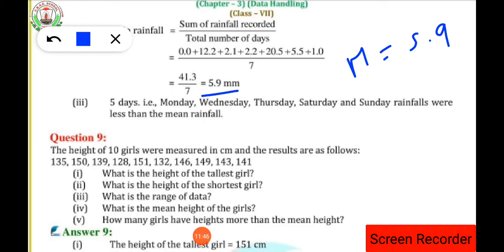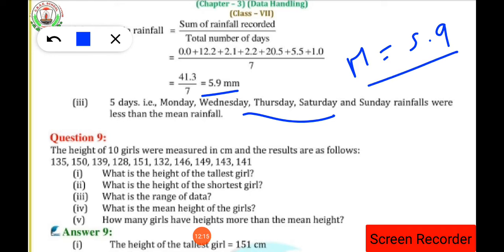Since the question is asking about less than 5.9, on which days was the rainfall less? The 5 days with less rainfall are Monday, Wednesday, Thursday, Saturday and Sunday. Rainfall on these days were less than the mean rainfall. That means on these days the rainfall is less than 5.9 millimeter.